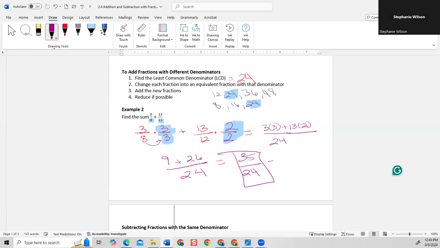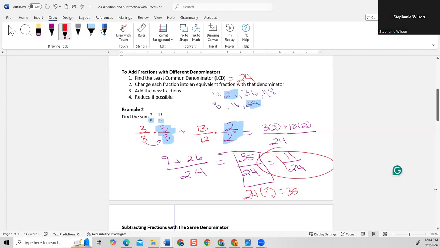If you want to write it as a mixed number, we ask ourselves how many times will 24 go into 35, right? Because that's going to give me my whole number. So 24 times what will get me close to 35? Well, 1. And then I will say, oh, okay, well, 35 minus that 24 gives me 11, with the remainder 11.